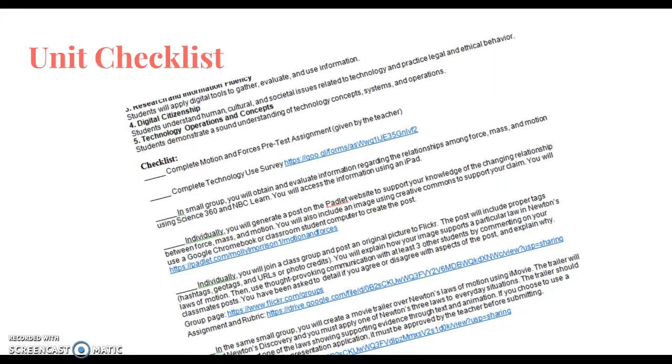At the beginning of the unit, students will be given a unit checklist that has the standards listed as well as all the assignments they will be required to turn in throughout the unit.